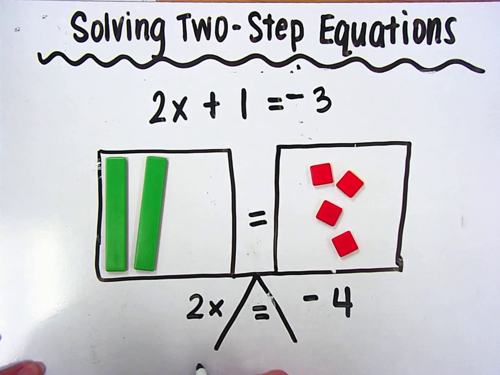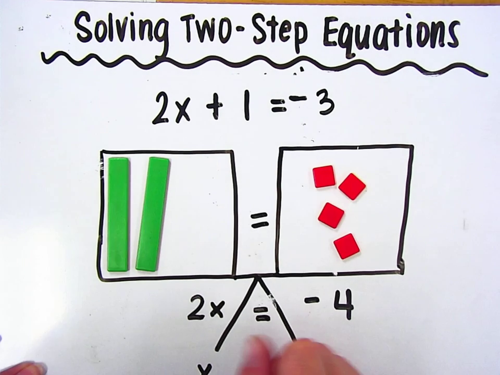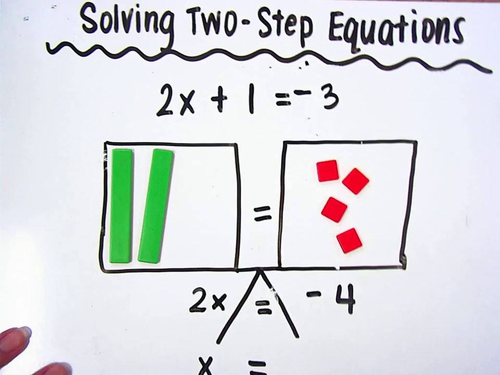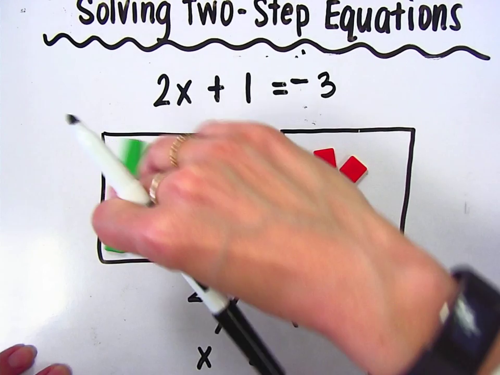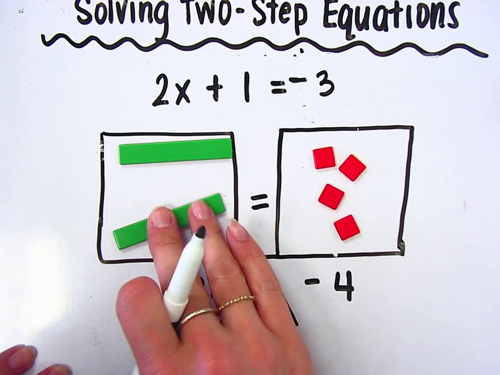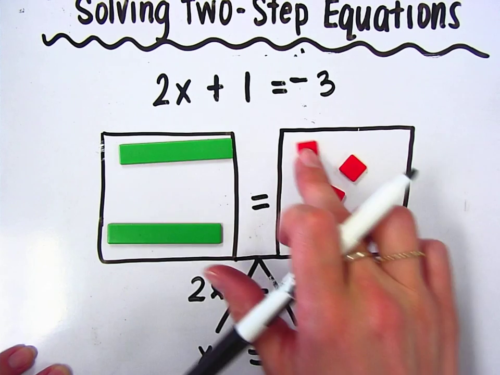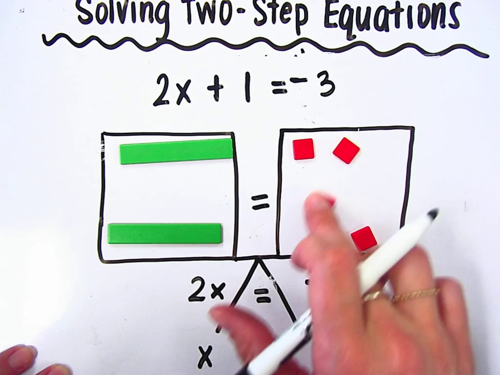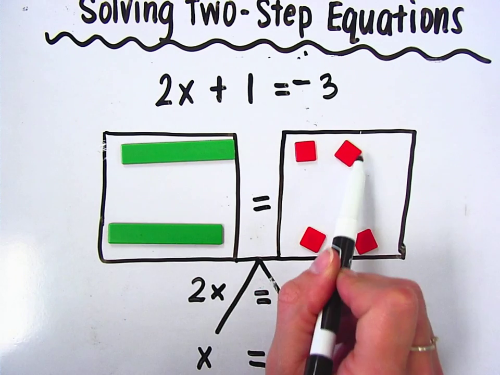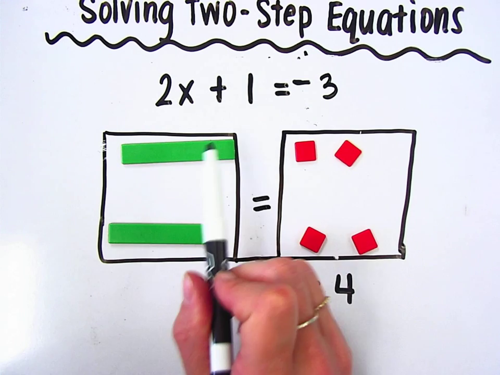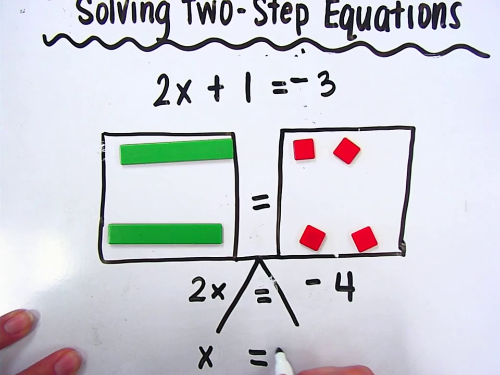Unfortunately, we want to know what x is equal to. So I need to find a way to get just one x here. So I'm going to split these x's into two groups. And I'm going to split my -4 into two groups. One x matches to two negatives. So in this case, x is equal to -2.